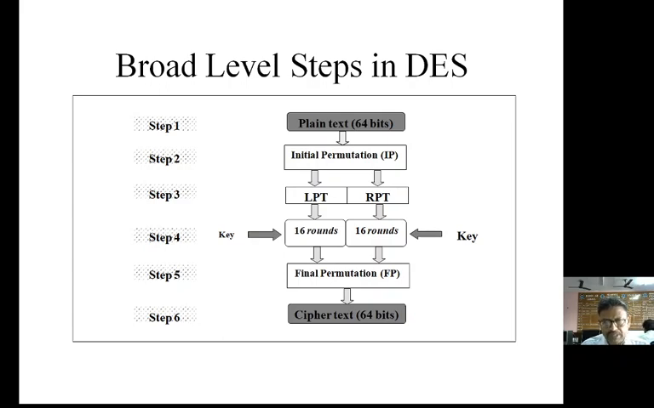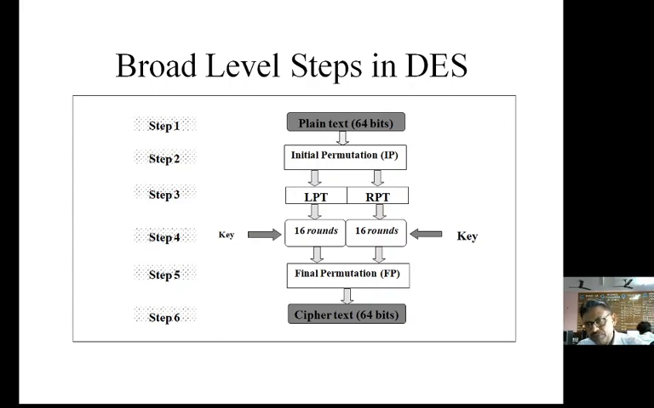That 64-bit output is again passed through a table. That table is called the final permutation. Again the bit positions are going to be changed, and after doing the final permutation, whatever text we get is known as the 64-bit ciphertext.